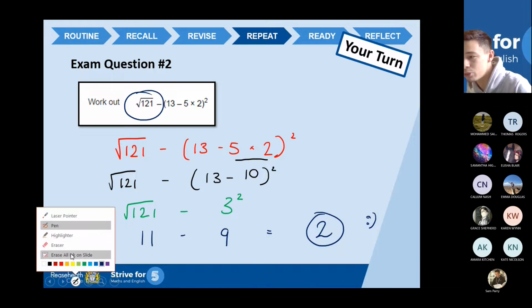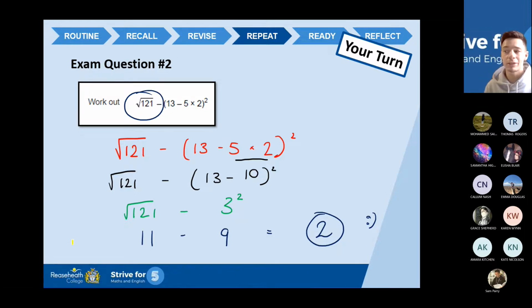And I'm going to show you the 3 numbers you need to pick up a mark. You need the number 11, the number 9, and the number 2. They are your 3 marks. So your final answer of 2 gets you all 3. If you've got the number 9, that's 1 mark. And if you've got the number 11, that is also 1 mark.